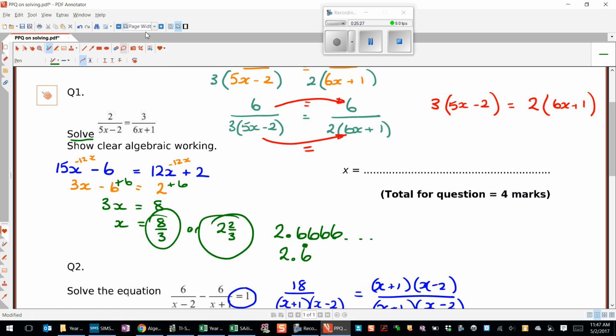Well, actually, if you have your calculator, they do show clear algebraic working. So if you use your calculator, you wouldn't get full marks. But is there a way of showing one function equals another function? Yes. How?